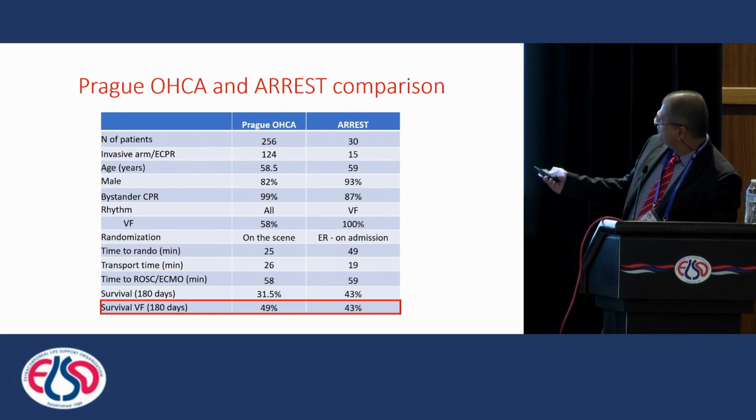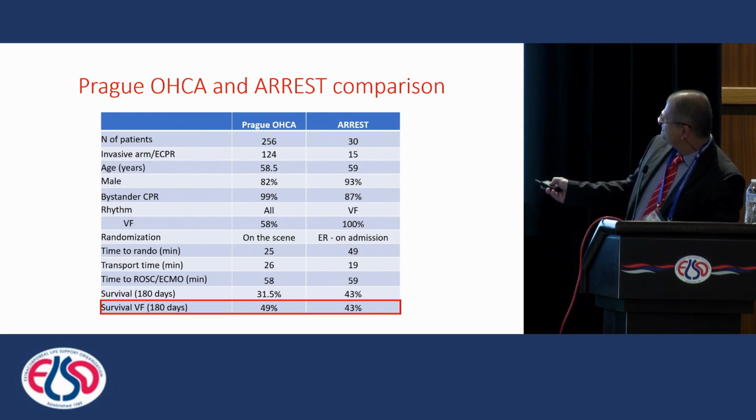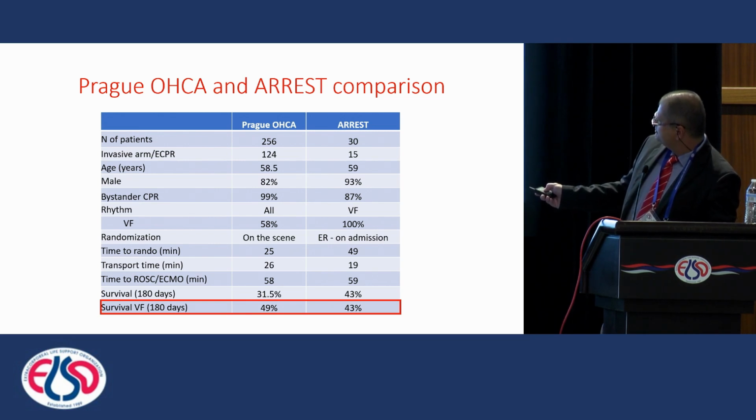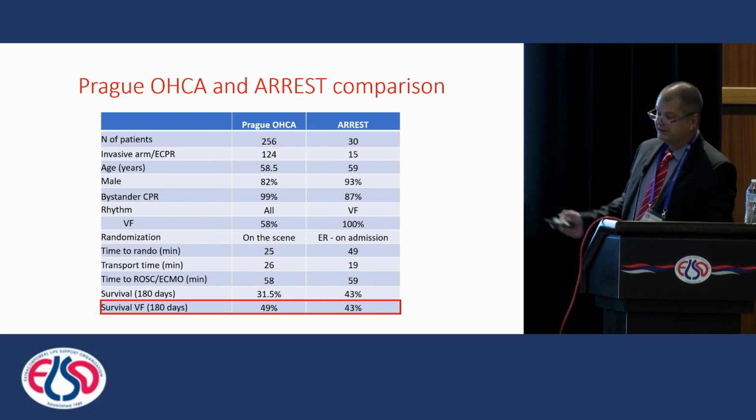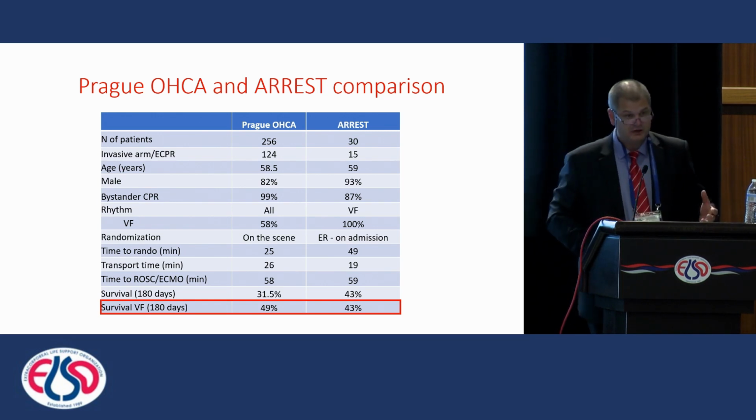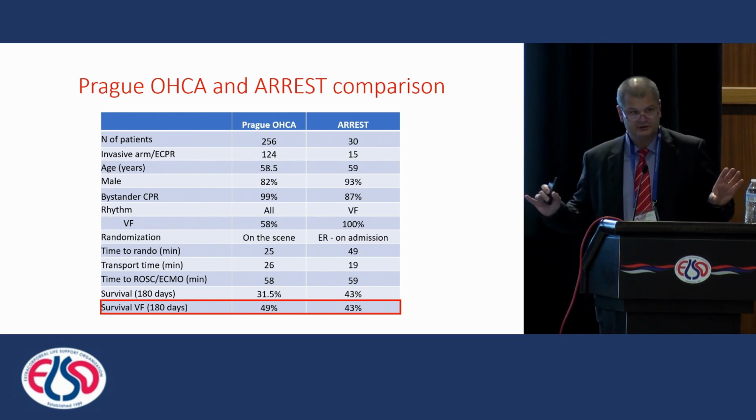If we compare the two available trials, the ARREST trial and our trial from Prague, you see pretty similar features. We had almost 10 times more patients in the invasive arm, 124 versus 15. Similar age, very similar percentage of males, very similar percentage of bystander CPR. We had all rhythms, 60% was VF. All patients in ARREST were in VF. We randomized on scene versus randomized on admission to the ER. So these are completely different trials.